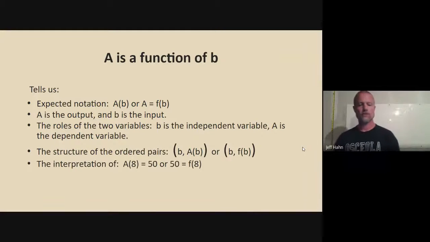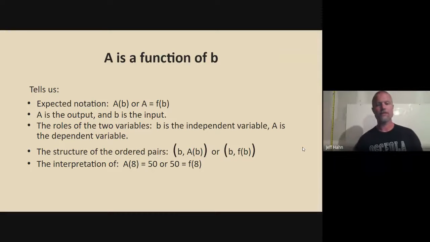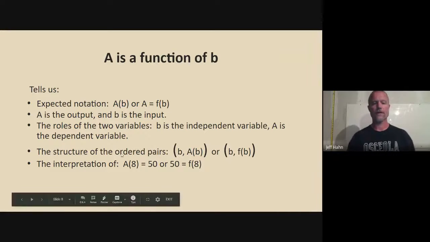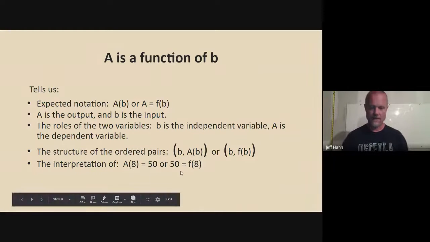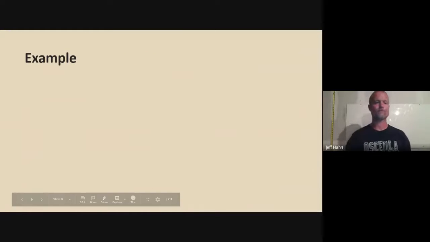The interpretation of A of 8 equals 50, or 50 equals F of 8. So if you pair this back to the shorthand, A of 8 tells us, remember, inside the parentheses is the input, so B is the input, so B is equal to 8. So when B is equal to 8, A is equal to 50. See how A is right there and A is right there? So again, that's that "when" phrase.